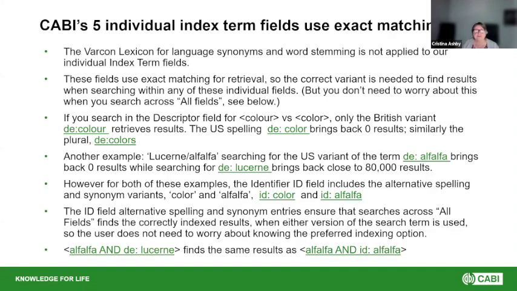But if you're limiting searches to the individual indexing fields like descriptor, identifier, etc., then those are matched precisely. So when you search in the descriptor field, if you search for the American variant, you will not find any results. It brings back 0 results because the term we use is the British spelling. And the same with things like terminology. So alfalfa, for example, which is the US variant, doesn't find any results. But if you search for lucerne, you will bring back close to 80,000 results.